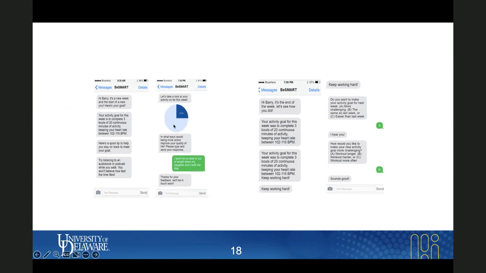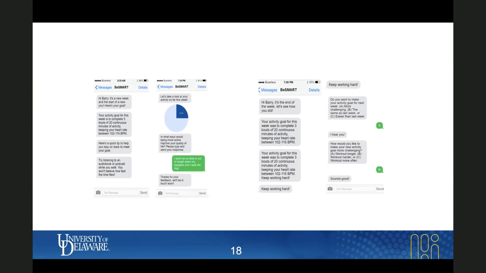And the midweek messages look something like this. On Thursdays, BSmart sends a message saying, hey, this is what you have achieved this week. And if you're not on track, it gives you an open-ended question like, in what ways could you be more active to improve your quality of life? Then the user responds, and we take those responses and analyze them later. So this is the end of the week conversation.